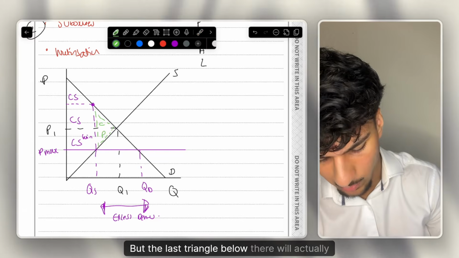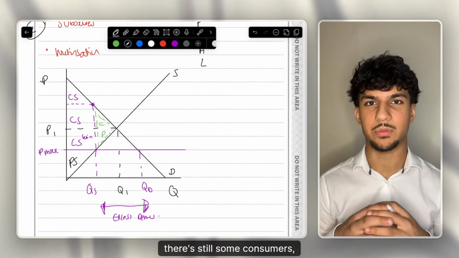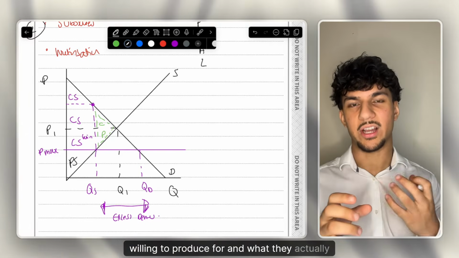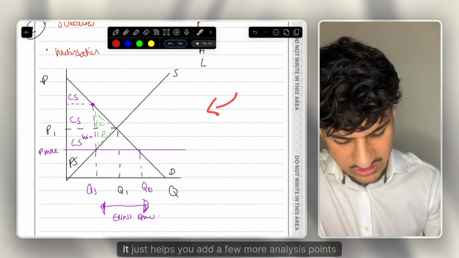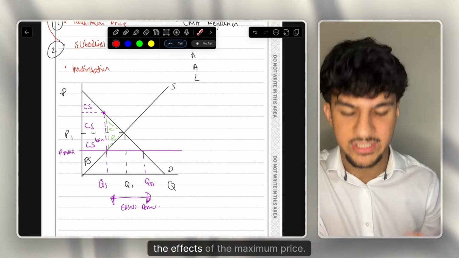But that last triangle below there will actually show the producer surplus. So even though the price is low, there's still some gap between what producers are willing to produce for and what they actually produce for. But overall, all this does is just help you add a few more analysis points where you talk about the effects of the maximum price.